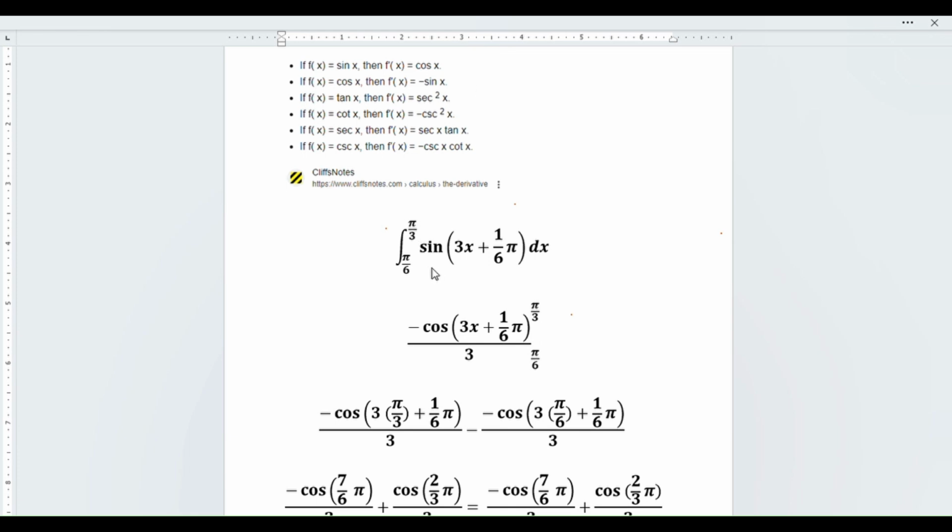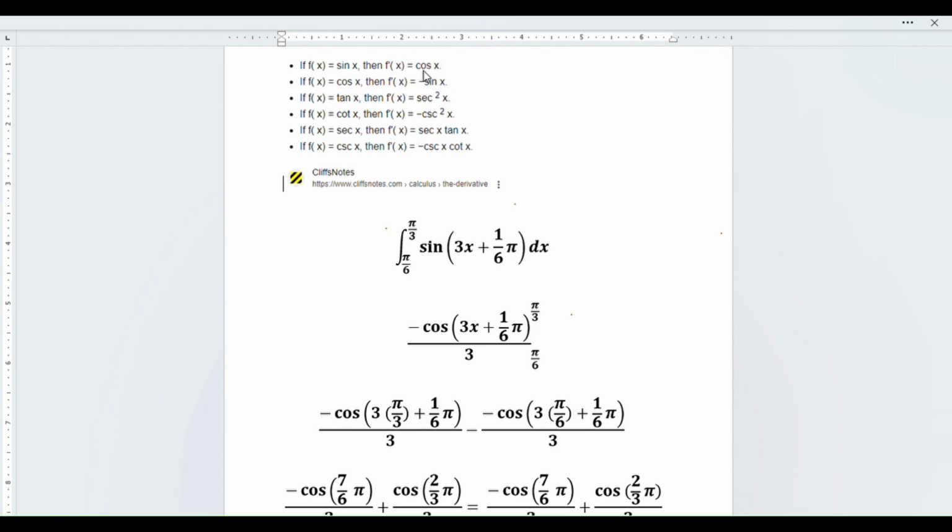Hello everyone, today I'm going to solve this definite integral over here, and it's a trigonometric sine function, and I'll also find out the exact solution through graphical methods. So let's look at the differentiation chart. If we differentiate sine, then we get cos x. If we differentiate cos, then you get negative sine.